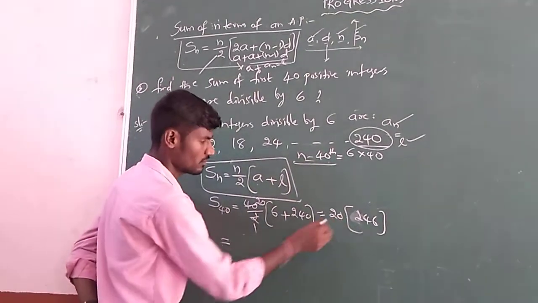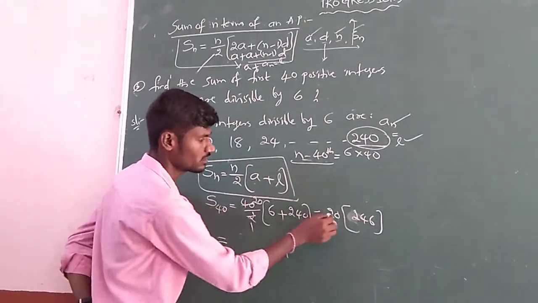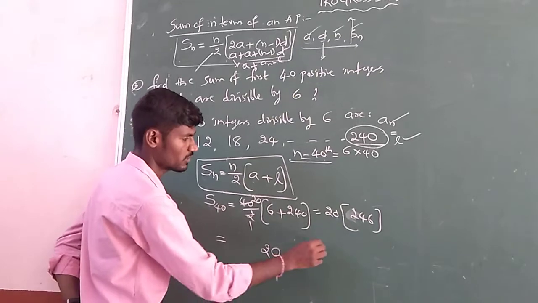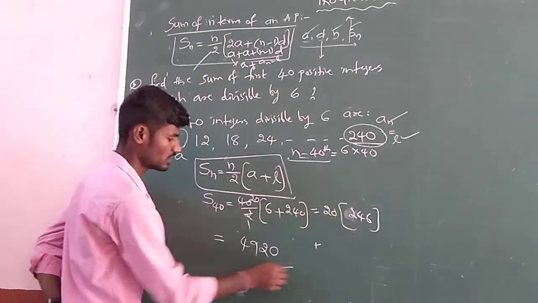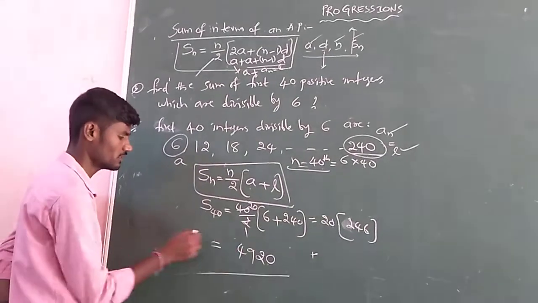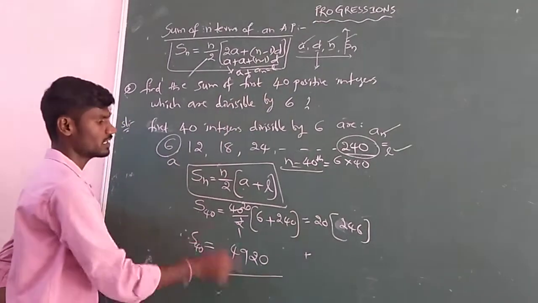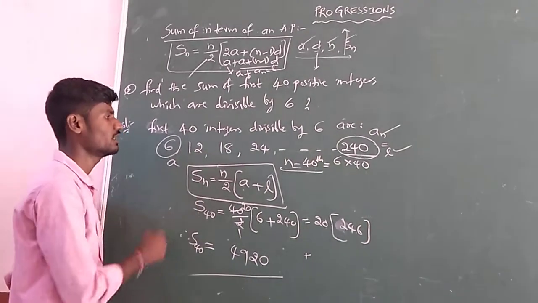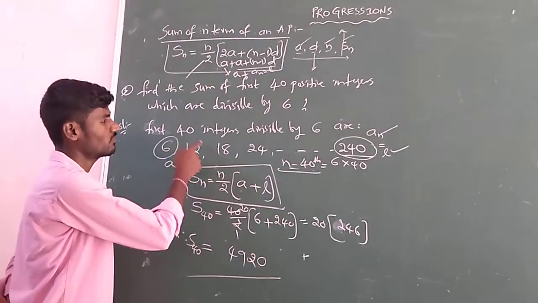Just a 0. How can we multiply? Generally multiplied with 2 and this 0 as it is, take. 2 6s are 12, 1 carry. 2 4s are 8 plus 1, 9. 2 2s are 4. So what is that? 4920 is the sum of first 40 positive integers which are divisible by 6. This is the way, if you know first term and last term, to find the sum of n terms of a given AP.